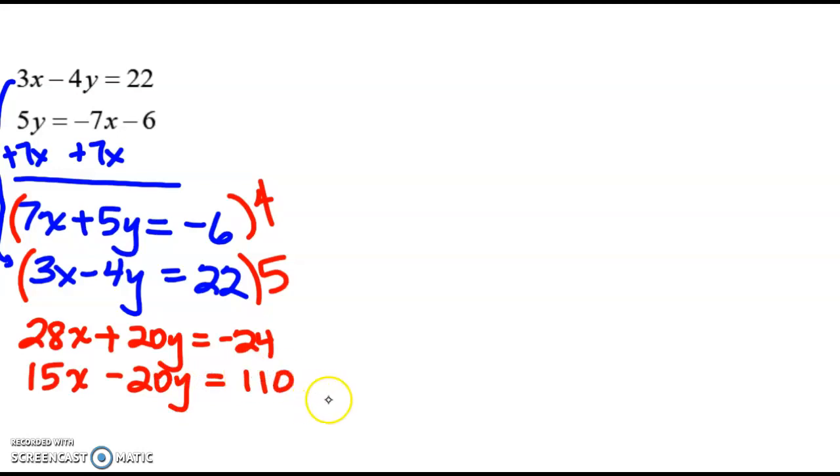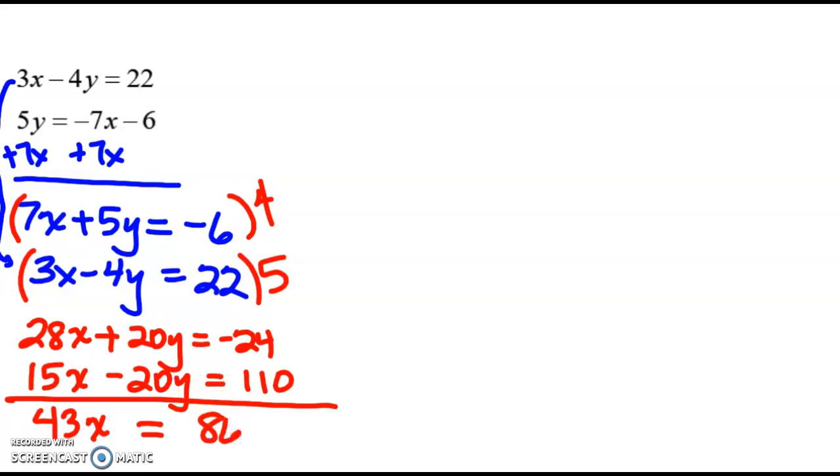All right, now I'm just going to add these two equations together. This would be 43x. These drop out. That was the whole goal. And this would be 86. And if you're going to solve that, you're just dividing both of these by 43. So x is going to equal 2.